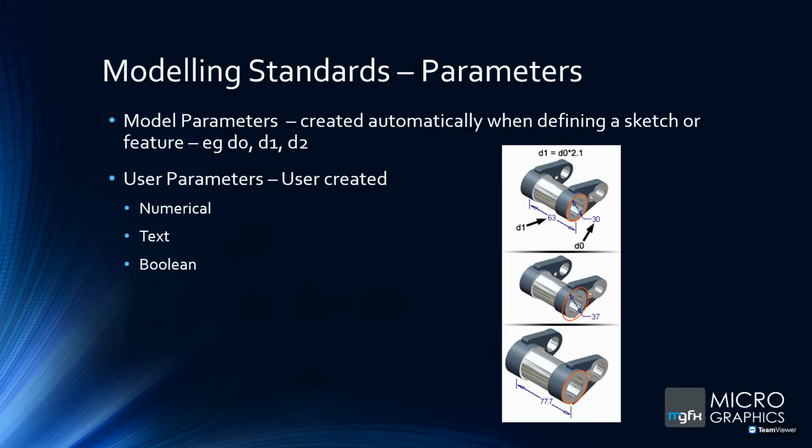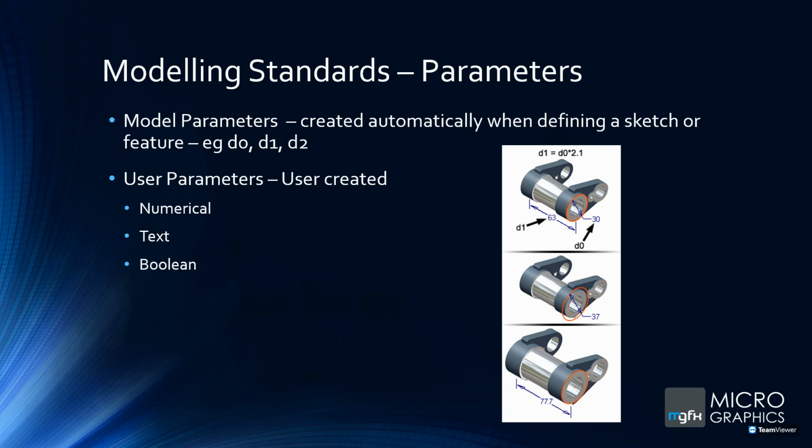Okay. Then going on to parameters. If you don't know what a parameter is, it's basically any value you put in for your sketches, your dimensions, how high a feature is, what the taper dimension is going to be. So you've got two different types of parameters: your model parameters and your user parameters.